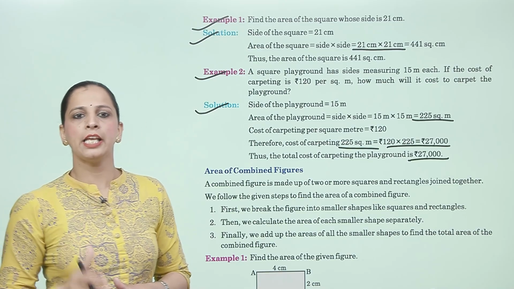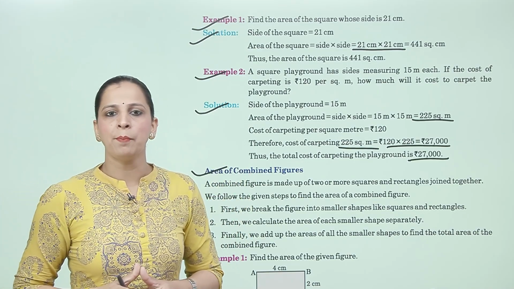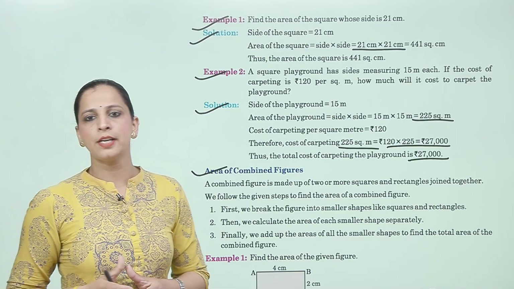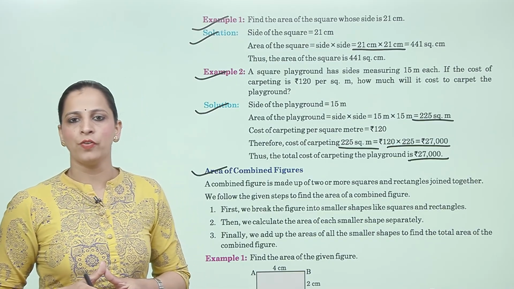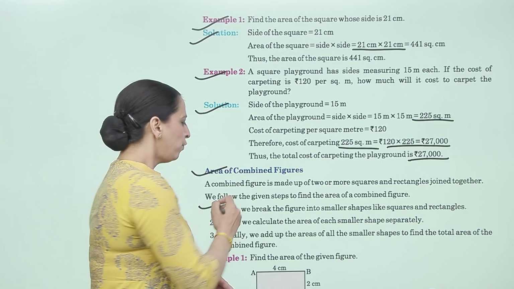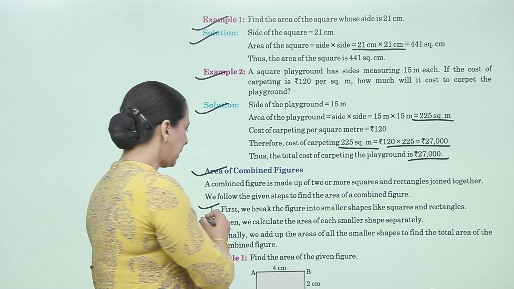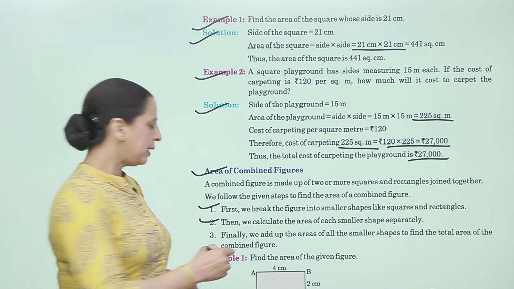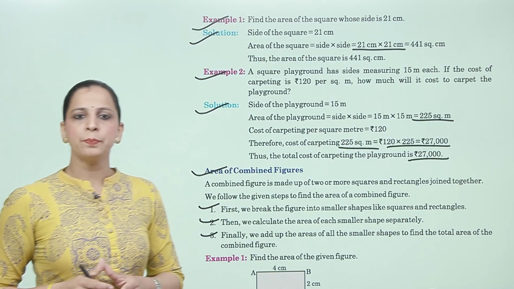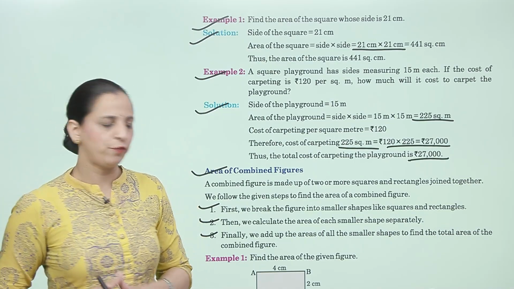Now, next is area of combined figures. A combined figure is made up of 2 or more squares and rectangles joined together. We follow the given steps to find the area of a combined figure. Now, first, we break the figure into smaller shapes like squares and rectangles. Next, we calculate the area of each smaller shape separately. Finally, we add up the areas of the smaller shapes to find the total area of the combined figure.